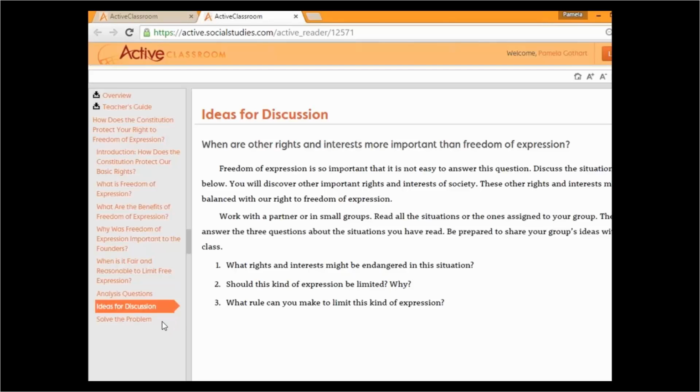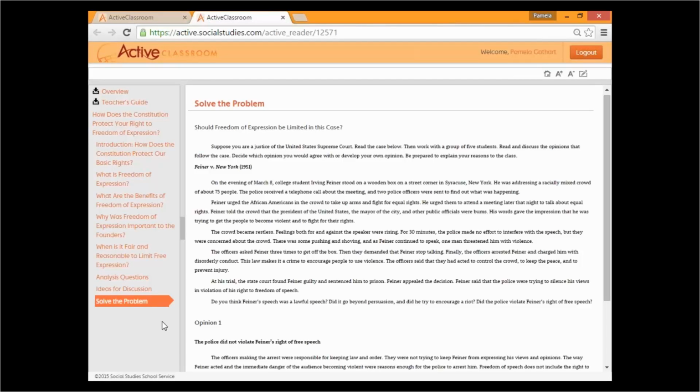Let's look at solve the problem. Here, the students are given a real-life Supreme Court case situation, and they are provided a little bit of background knowledge, and then they're provided a variety of opinions from which they are going to work. So all of this is designed on that 5th grade level, both the reading level and the activity levels.